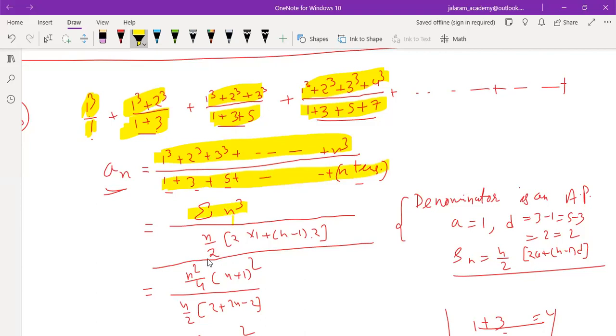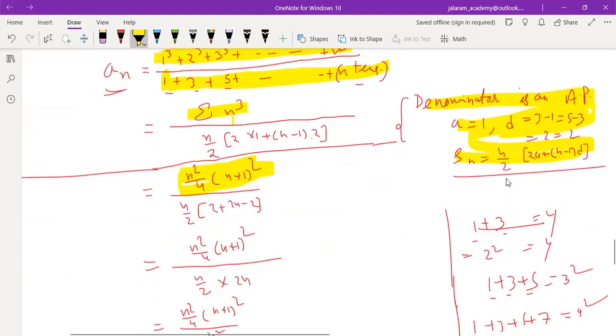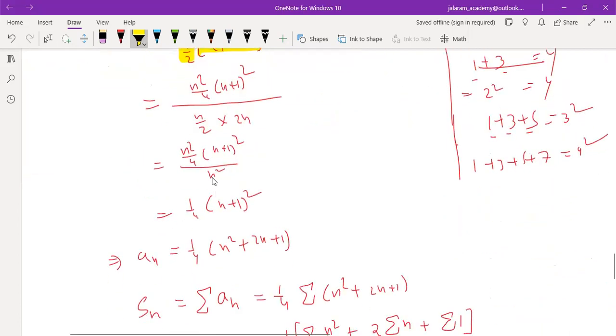Sigma n cube we know that is n square by 4 into n plus 1 whole square. And this is an AP, 1 plus 3 plus 5 and so on up to n terms. So we use the procedure of finding the sum of an AP. Denominator is an AP. First term a equals to 1. Common difference 3 minus 1 equals to 2. Sn equals to n by 2 into 2a plus n minus 1 into d, which is giving n square as the sum.